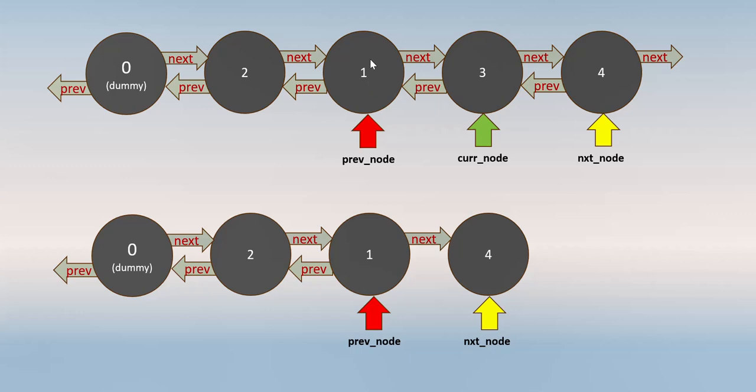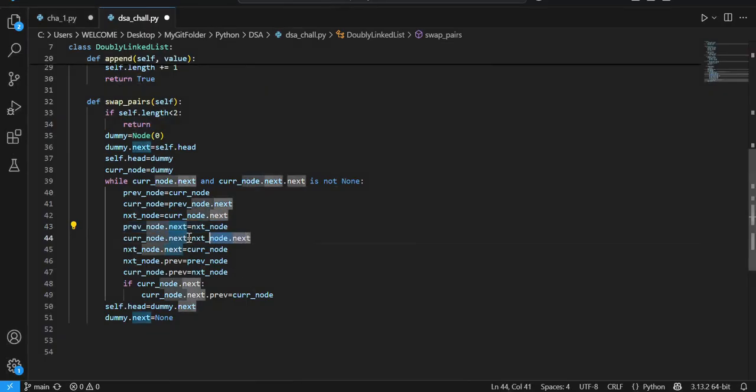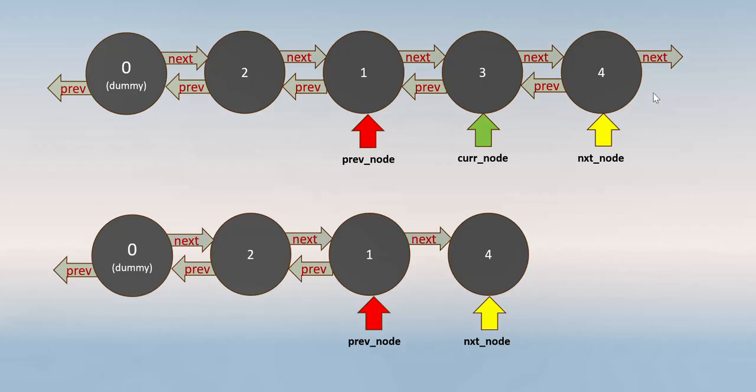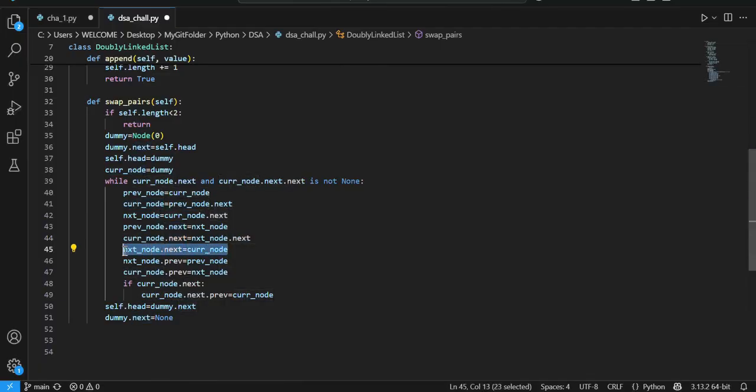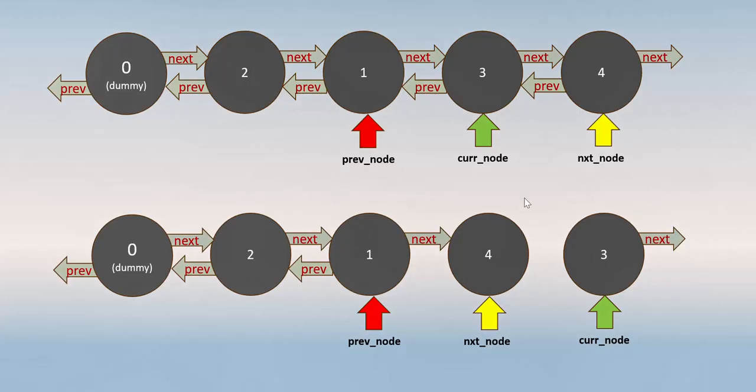So previous node is 1, 1 will point to 4. Then for this part of the line, 3 will point to 4 dot next. If you see this linked list, 4 dot next is none, right? So 3 will point to none. 3 dot next will point to none. Now coming to this line, 4 will point to 3. 4 dot next equals 3.